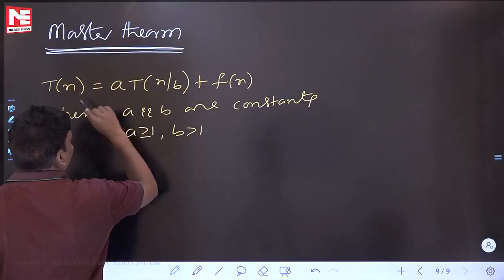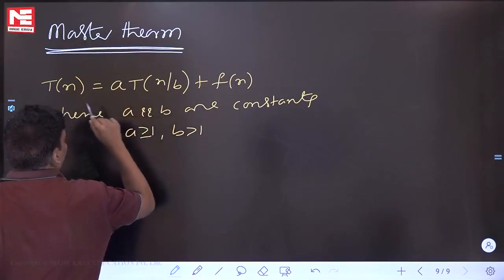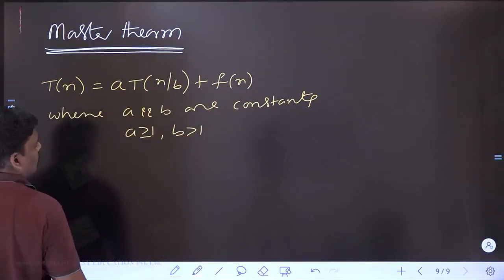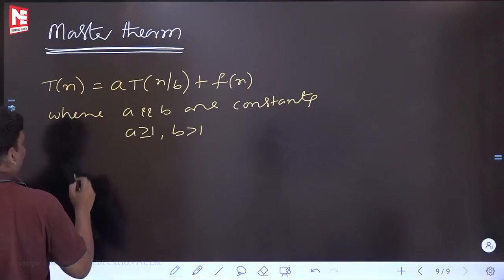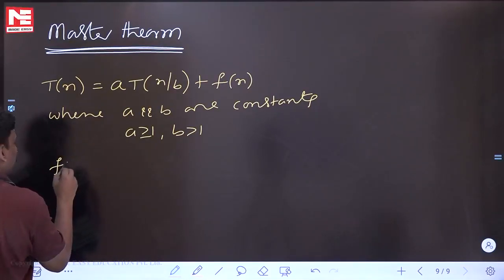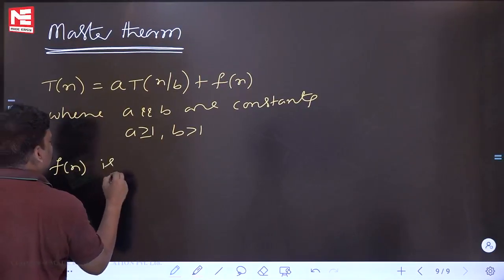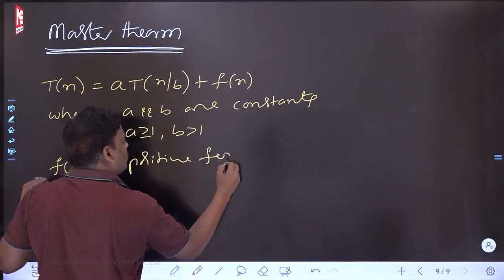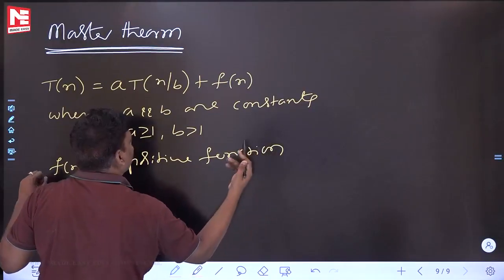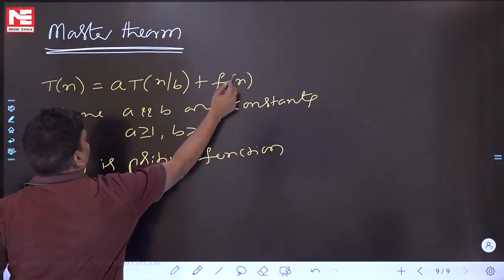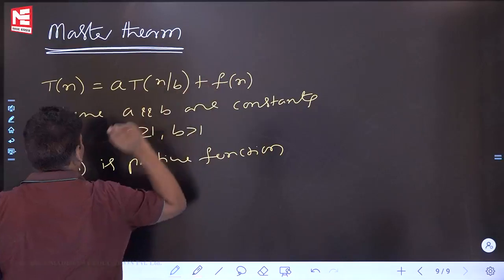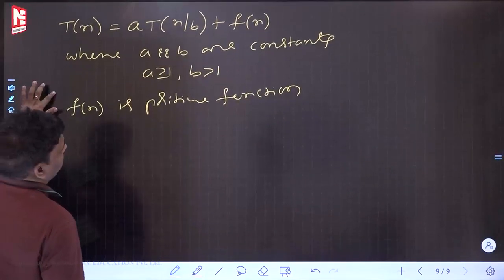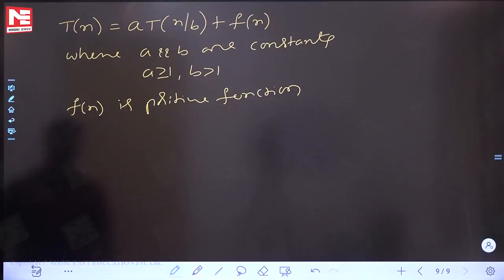Anyhow, if you want to apply the master theorem, the recurrence relation should be in this format, where A and B are constants, A greater than or equal to 1 and B greater than 1. And one more thing, f of n is a positive function, meaning greater than 0. This value should be greater than 0. Any recurrence relation in this format, the master theorem will be applicable.